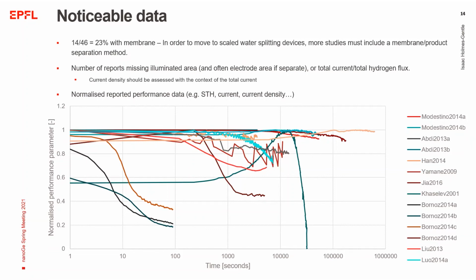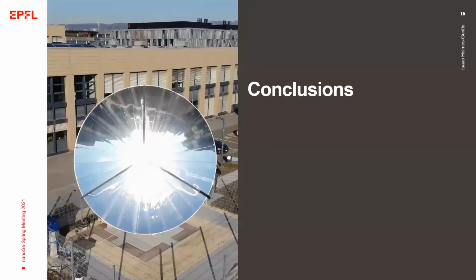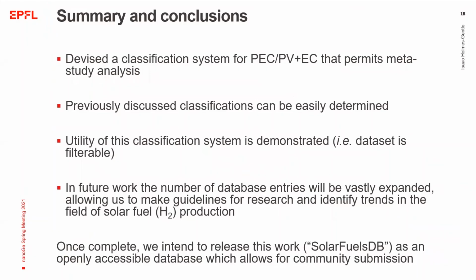And so with that, I'd like to conclude and say we've devised a classification system that permits meta-study analysis. All previously discussed classification systems can be easily determined, and the utility of this classification system has been demonstrated. In future, we want to expand the number of database entries, and once complete, we intend to release this work as the Solar Fuels database, which will be an openly accessible database, which allows for community submission.